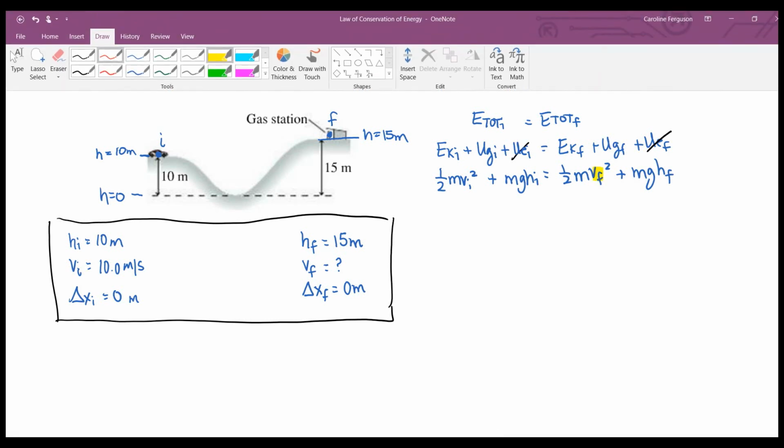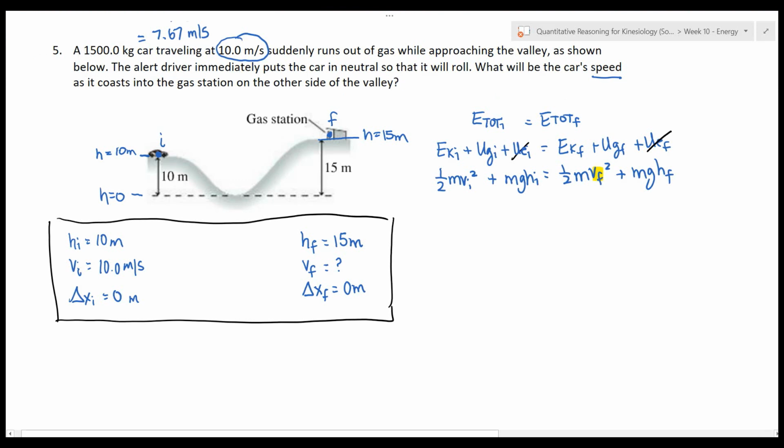Let's rearrange the equation. We notice at this point there's a mass in every single term. Only then can we cancel all the masses out. So if you like, you could cancel them out. Then we wouldn't have to sub in that 1,500 kilogram value for mass. And if we didn't know the mass, then it wouldn't be a problem because we don't need to sub in a mass at all.